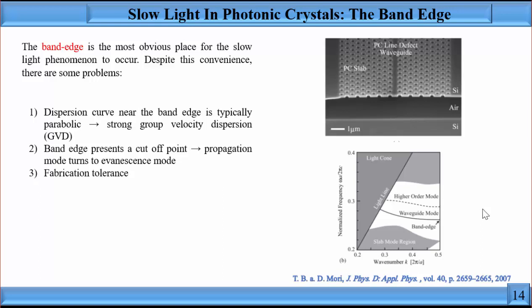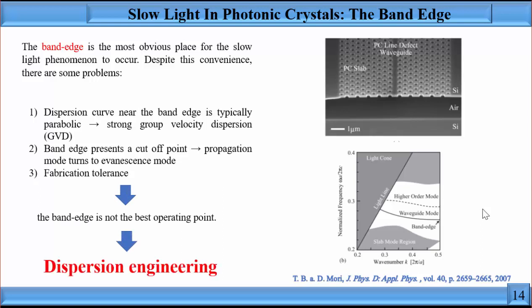Despite this convenience, there are some problems. The dispersion curve near the band edge is typically parabolic, meaning strong group velocity dispersion, GVD. The band edge presents a cut-off point, meaning the propagation mode turns into an evanescent mode. There is also fabrication tolerance. So the band edge is not the best operating point. We need dispersion engineering.